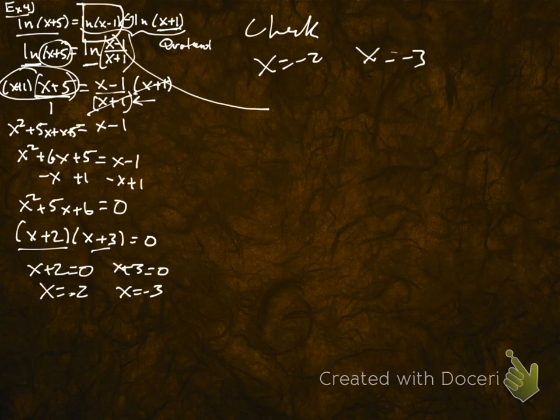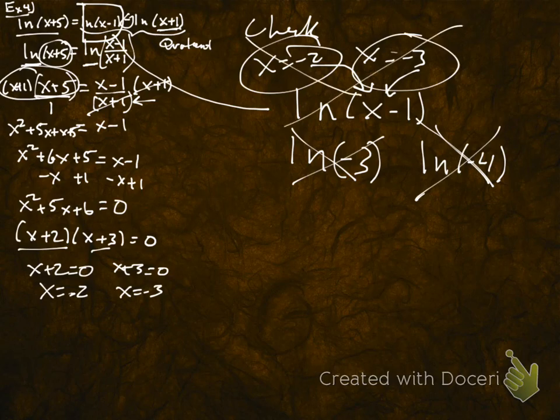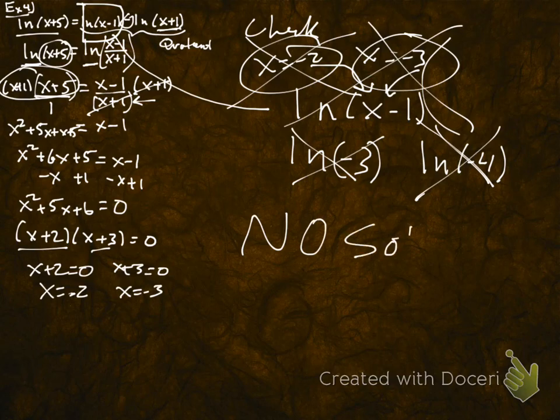If you just were to substitute in for ln of x minus 1, just that one log, you plug in a negative 2 there, aren't you going to get the ln of negative 3? That's impossible. You can't take the ln of negative 3 because it's a negative number. You can't raise e to some power to get negative 3. Similarly, if you were to plug in the negative 3, you're going to have the ln of negative 4, which you also cannot do. Neither one of these then, guys, work. They're both extraneous. So this is a no solution problem.